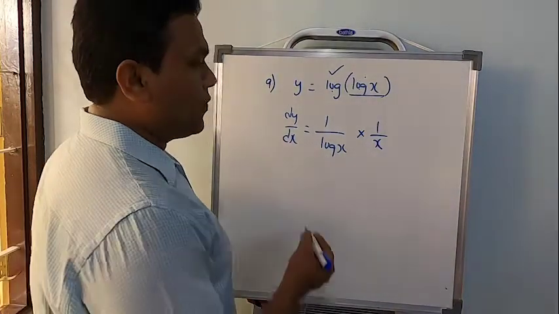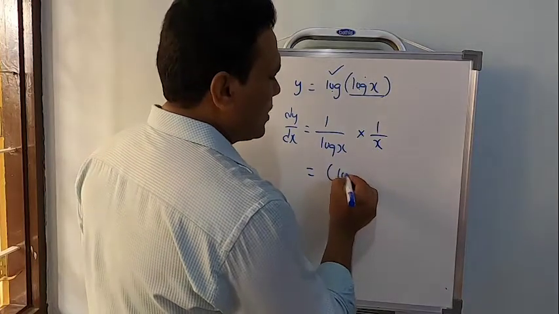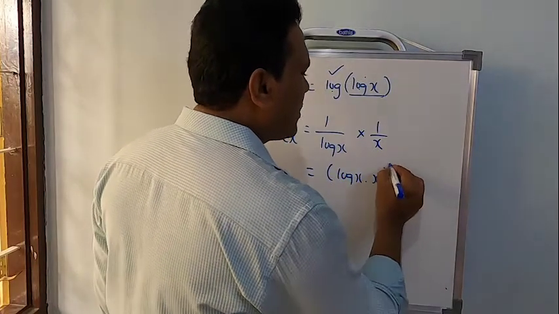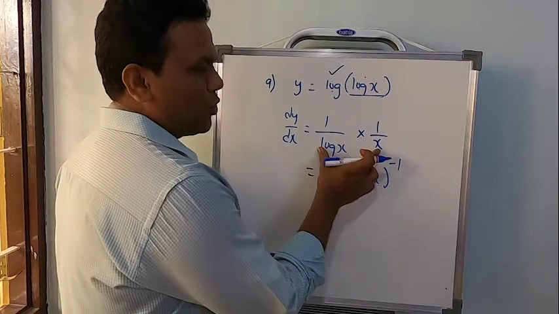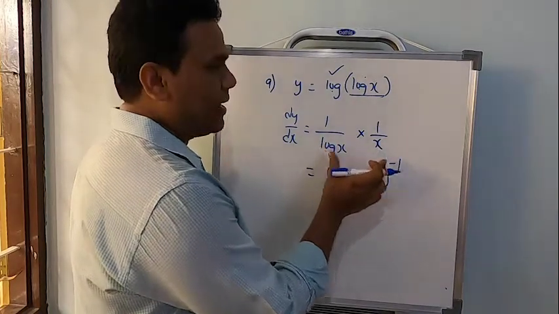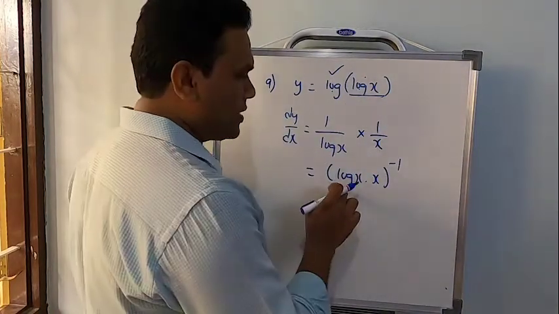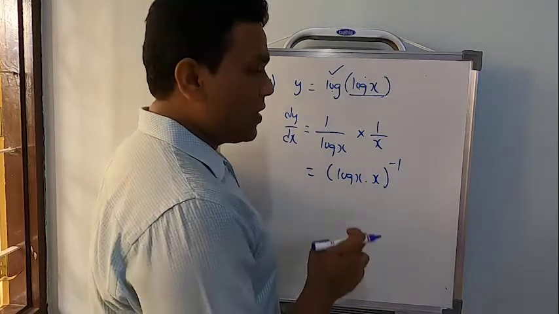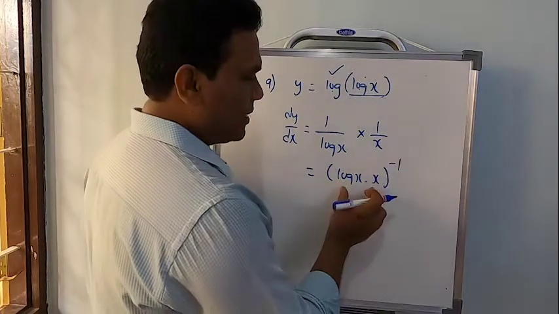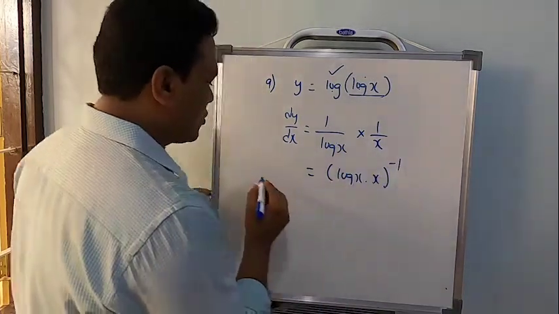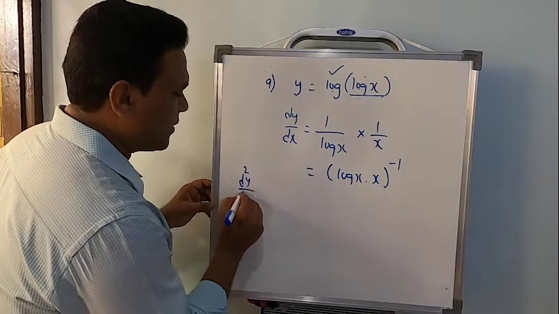So how to continue further? I will suggest you write this in the form log x multiplied by x whole to the power minus 1. You have x log x in the denominator, right? Bring that to the numerator. Now it's in the form of x to the power minus 1. So first apply x power minus 1, then apply product rule for these two. So let's start the second order derivative.